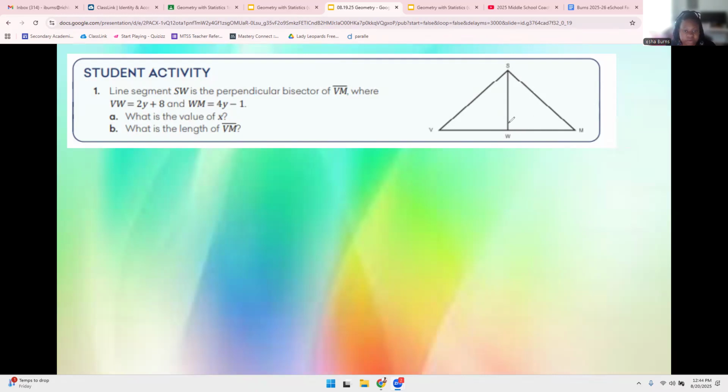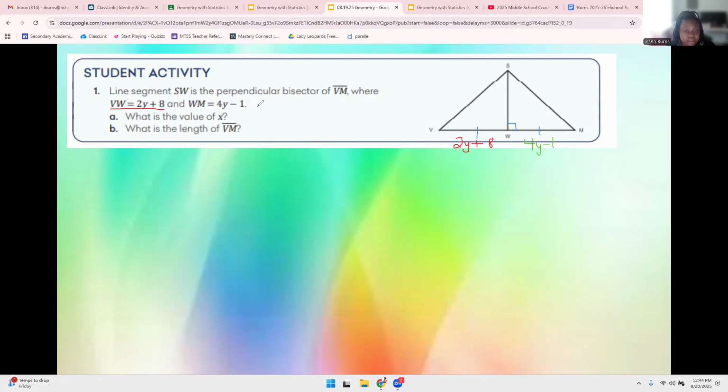That means SW makes a 90-degree angle and it cuts VM in half. So I know that VW is congruent to MW. All right, so that's the information it gave me. It then tells me that VW is 2y plus 8. This is VW over here, so I'm going to put 2y plus 8. And on the right, they said WM is 4y minus 1. So over here is 4y minus 1.